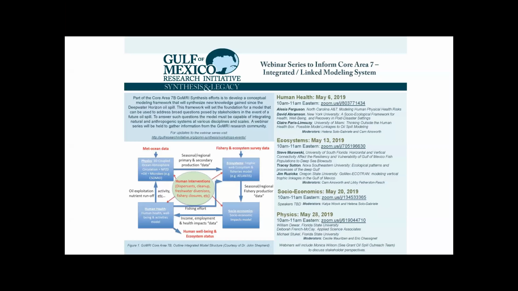Gulf of Mexico Research Initiative, GoMRI Synthesis and Legacy Efforts.